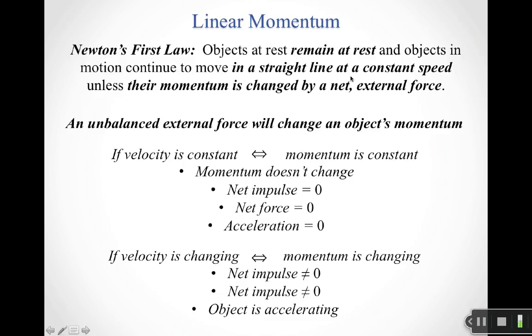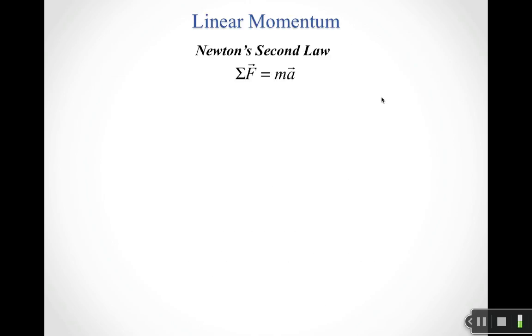Rethinking Newton's first law in terms of momentum is basically saying that if our velocity changes, then our momentum must also be changing. And our momentum changing means that there has to be an impulse from a net external force that's acting to change the momentum.